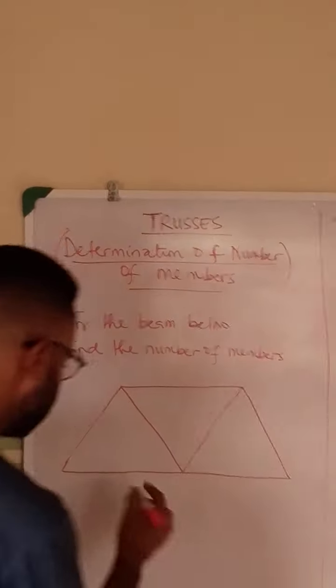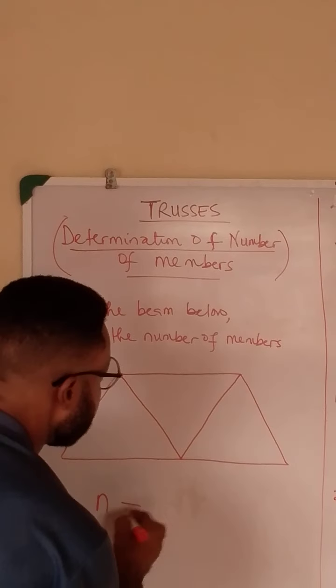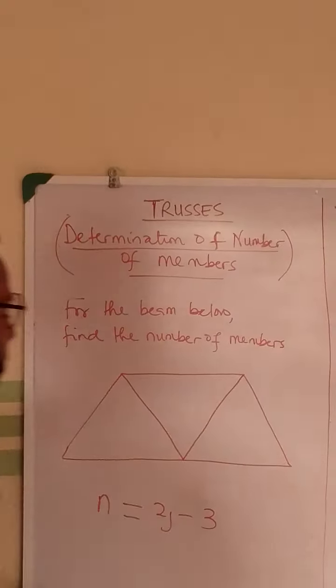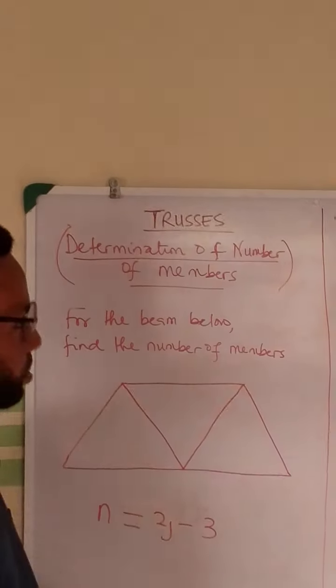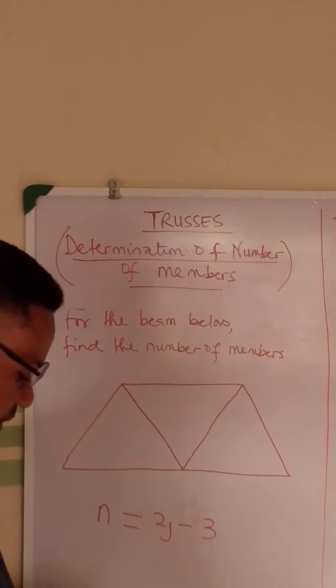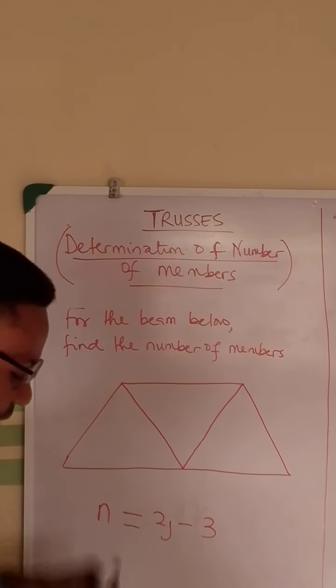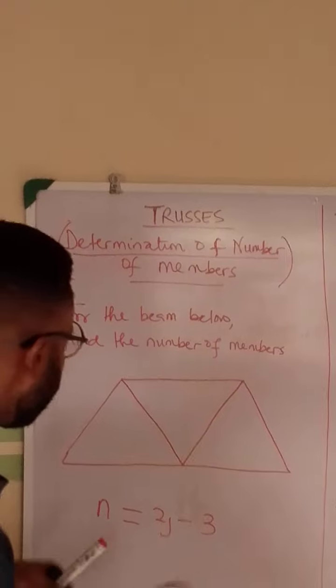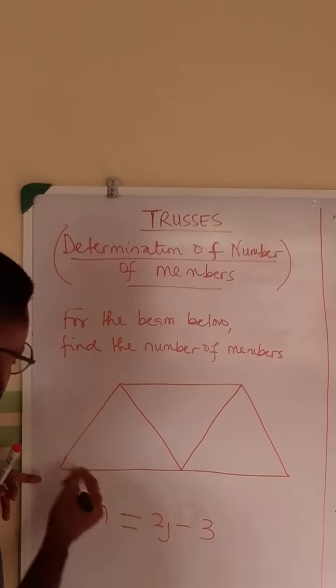And that formula is given by n equals 2j minus 3, where j is the number of joints and n is the number of members. So for you to determine the number of members, you have to know the number of joints in that frame or bin. So let's count the number of joints together.